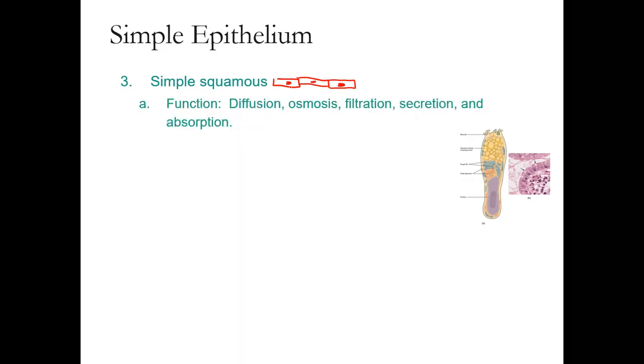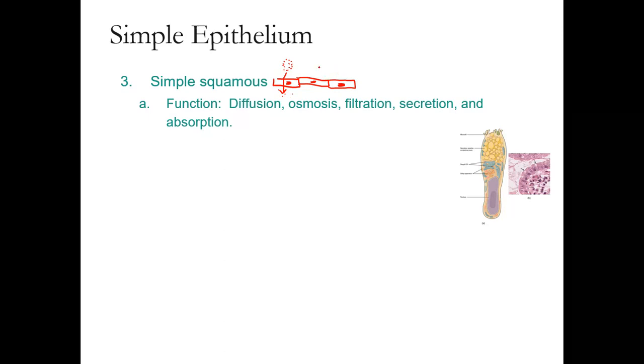All right, so simple squamous has a bunch of functions listed here. Everything from diffusion and osmosis, which are very similar. Of course, osmosis is the diffusion of water. Basically, it's so thin that substances can very easily pass. If you have a whole bunch of stuff up here and very little on the other side, it's very easy for this stuff to diffuse through a simple squamous epithelium because it's so thin. Same thing with osmosis. Water can move from high to low concentration.